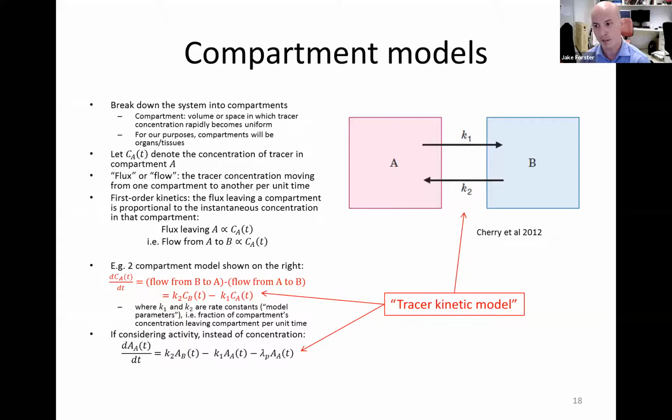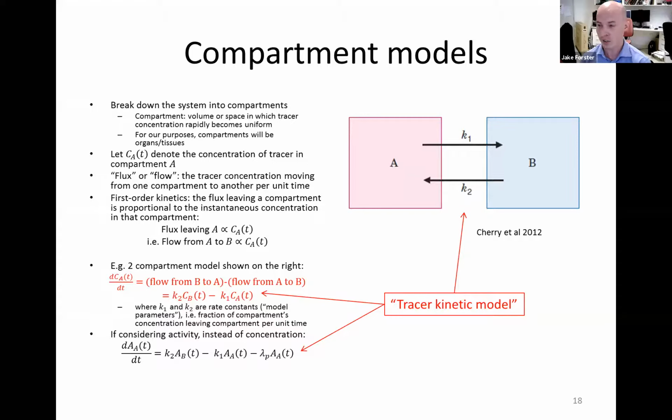I've got an example of a model on the right. This is a two-compartment model, compartment A and compartment B. We can write down this equation for the time rate of change of the concentration in compartment A. It's equal to the flow from B to A minus the flow from A to B. So what's flowing into A minus what's flowing out of A gives the change in concentration in A per unit time. The flow from B to A will only be proportional to the concentration in compartment B, so that's what we've written there. And the flow from A to B will only be proportional to the concentration in compartment A.